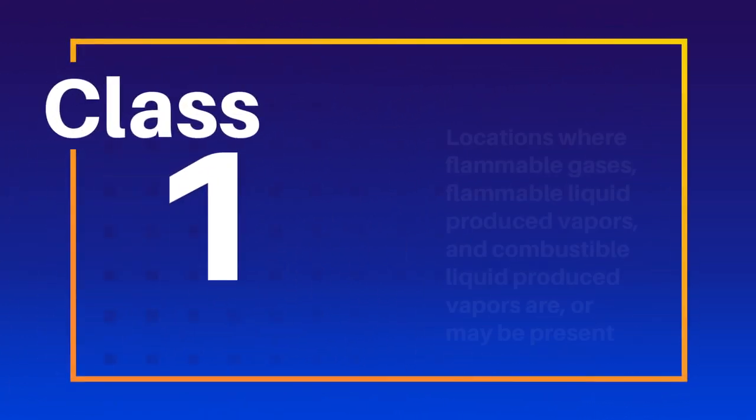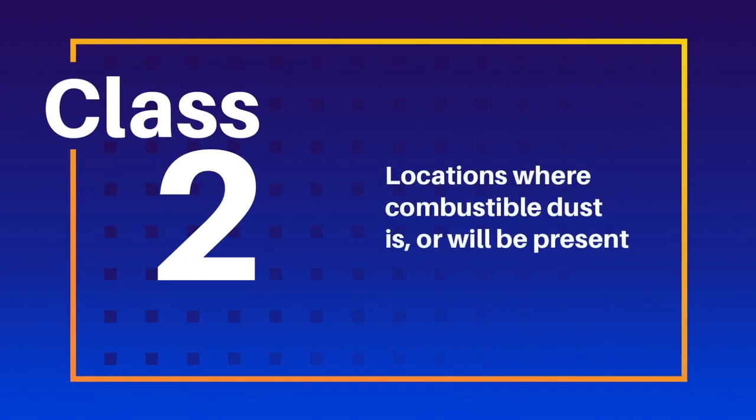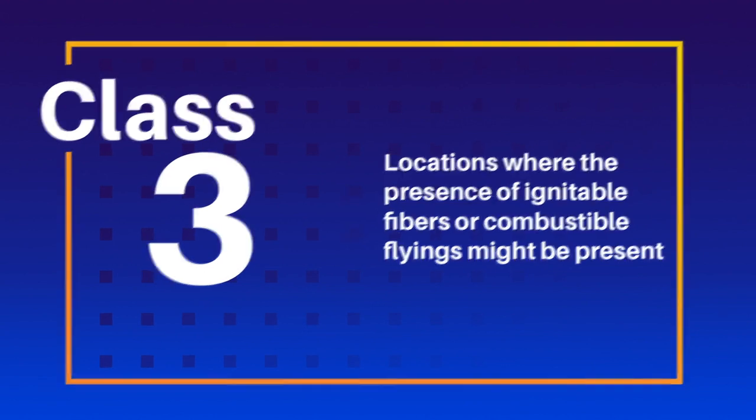Class 1 covers the requirements for locations where flammable gases, flammable liquid-produced vapors, and combustible liquid-produced vapors are or may be present. Class 2 covers the requirements for locations where combustible dust is or will be present. And Class 3 covers the requirements of locations where the presence of ignitable fibers or combustible fines might be.